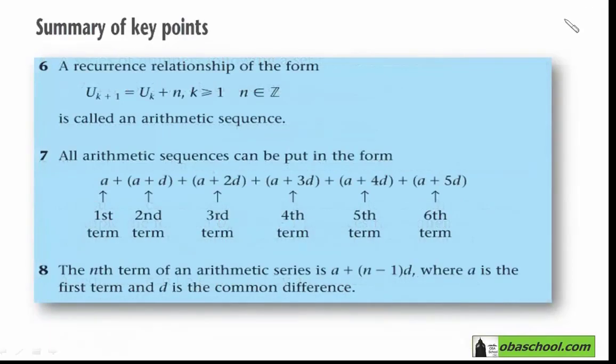We move to another sequence. A recurrence relationship of the form uk plus 1 equals uk plus d is called an arithmetic sequence, where d is a constant. All arithmetic sequences can be put in the form. We learned the general formula of the arithmetic sequence. The nth term of an arithmetic sequence is given in the form a plus (n minus 1) times d, where a is the first term and d is the common difference.